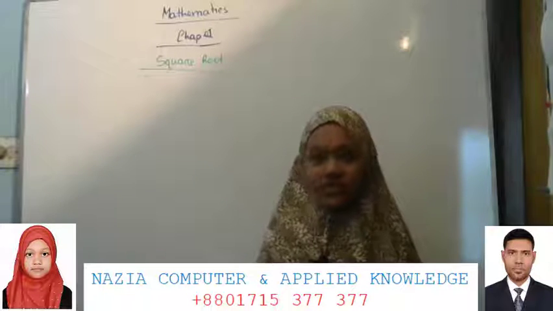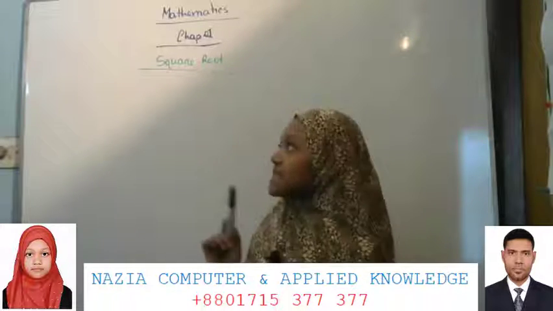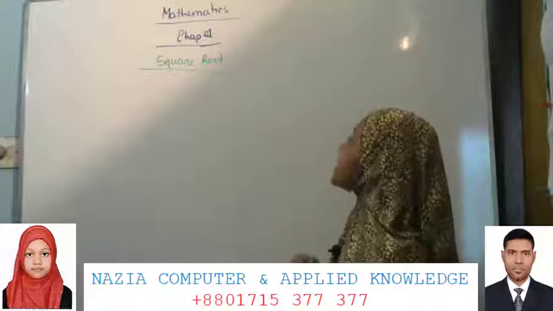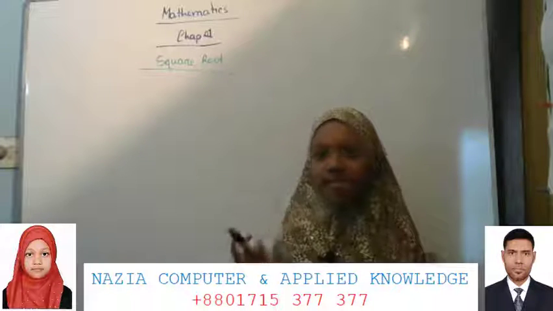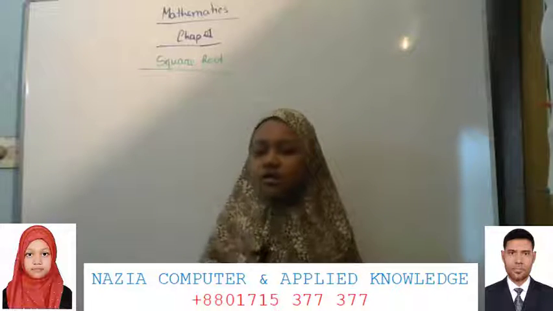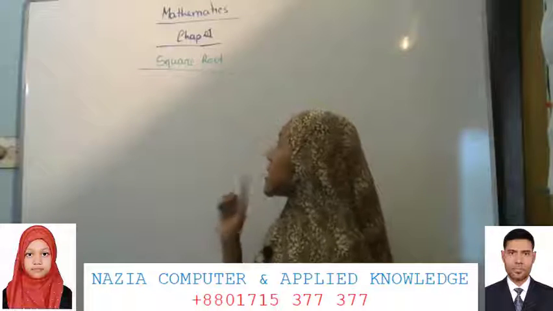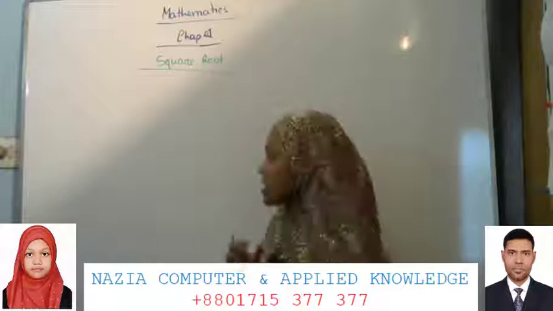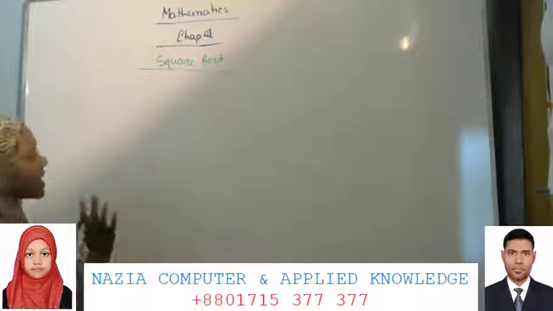So friends, today we are going to learn mathematics. The mathematics is in class 7. The chapter is chapter 1, square root. So the topic name is square root. You will find it in exercise 1.1. In my previous video I have discussed square root and square. What is square and square root? So let's again revise this square and square root.